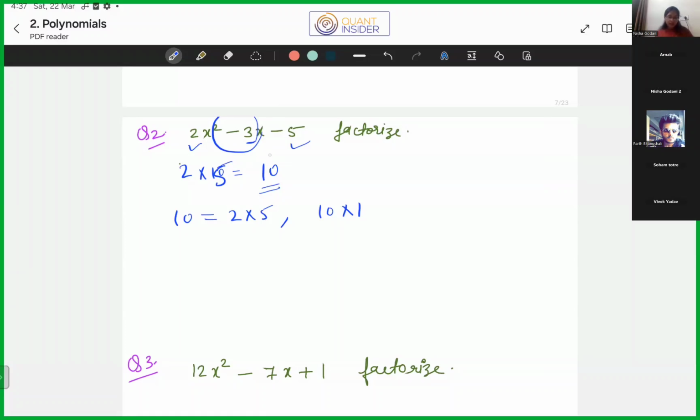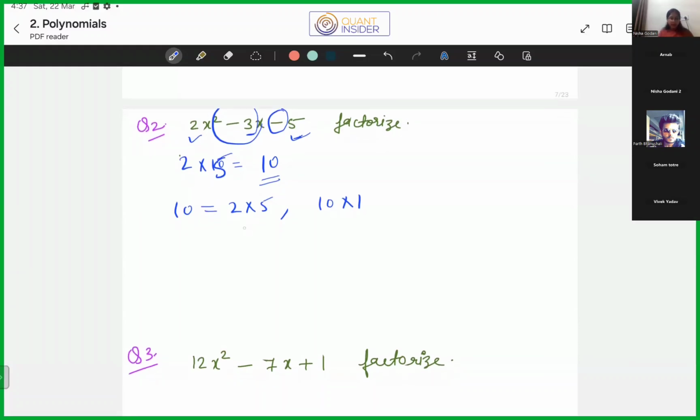Now you can see that before the last term 5, there is a minus sign. This indicates that you have to do subtraction in those terms P and Q which you are finding. So you have 2 into 5 is 10 and 5 minus 2 is 3. This means that you can write 2x square minus 5x plus 2x minus 5. Is this okay?